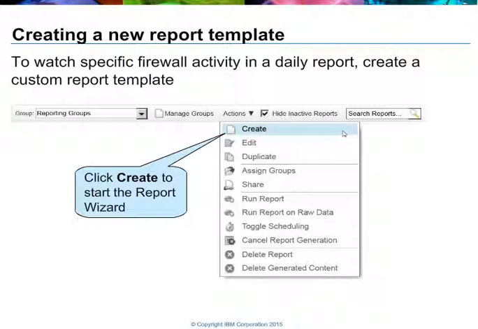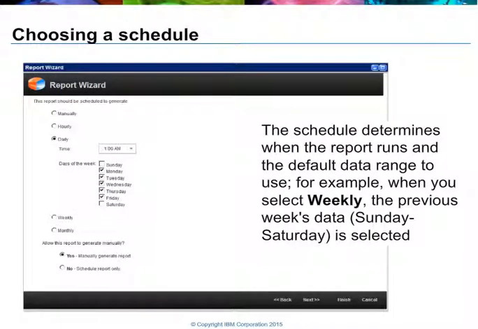In order to create a new custom report template, simply go to the Actions drop-down and select Create. This will launch the interactive report wizard. The report wizard will guide you through the creation of your report. The first step is to define a schedule if one is required.